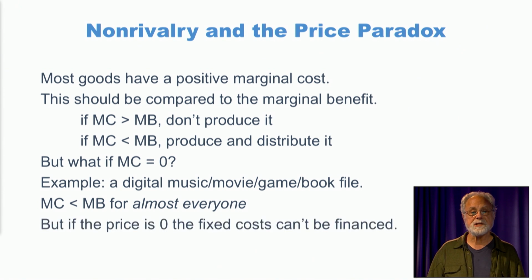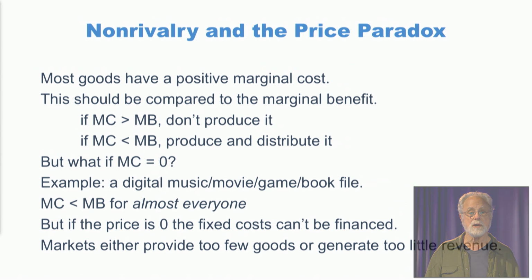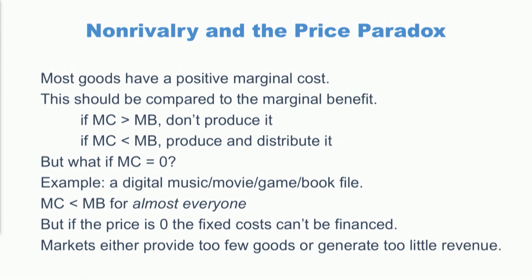If you set the price at zero, because there's no cost, so logically you shouldn't charge people for it, then the fixed cost, the original production of that content, can't be financed. Nobody's getting paid for producing that song. On the other hand, if you do charge a cost for it, then you face the problem that you're pricing people out of the market when in fact there's no extra cost for them to use it. So either way, it's crazy and it doesn't work. What do you do about this?